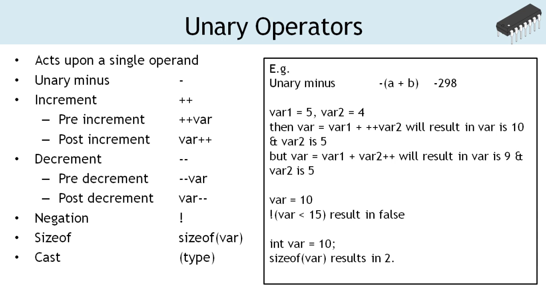The class of operators that act on a single operand is called unary operators. Unary minus is an operator that operates on a numeric value and changes its sign. Note, it is different than the arithmetic operator minus. The two other commonly used unary operators are increment and decrement operators, denoted by two consecutive plus and minus signs, respectively. The increment operator increments the value by 1 and the decrement operator decrements the value by 1.